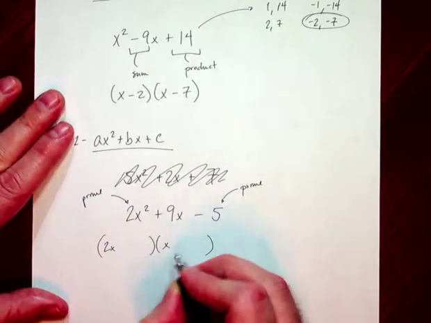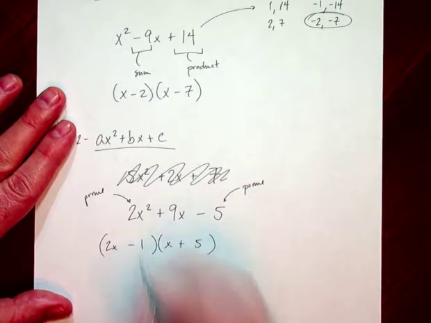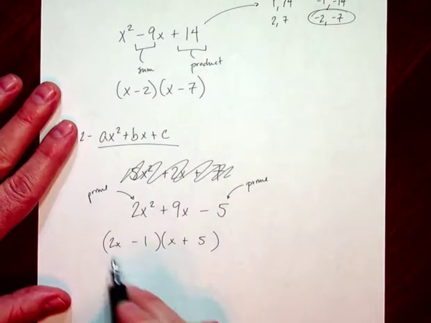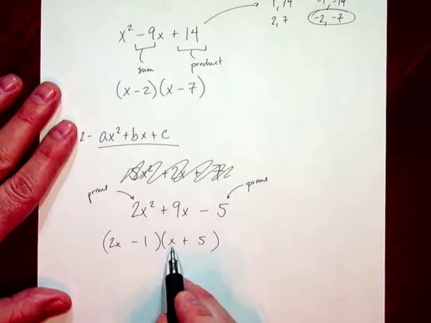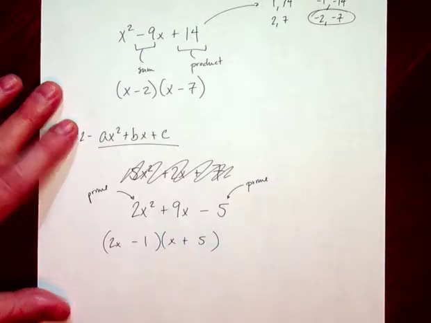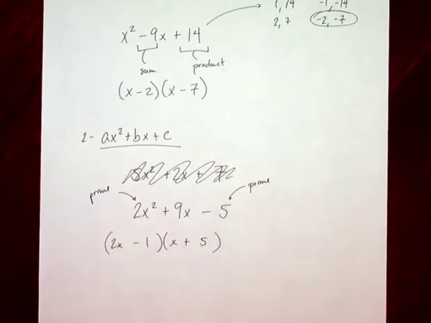So if I actually put plus 5 here and minus 1 here, I know that I'm going to get 10x as an outer product on my FOIL, and I'm going to get negative x as my inner, and that is indeed going to sum up to 9x. Now we'll deal with ones that have leading coefficients and constants that are not prime here in just a moment, and talk about how to reason those out. But I certainly wanted to give you a heads up on all of that.